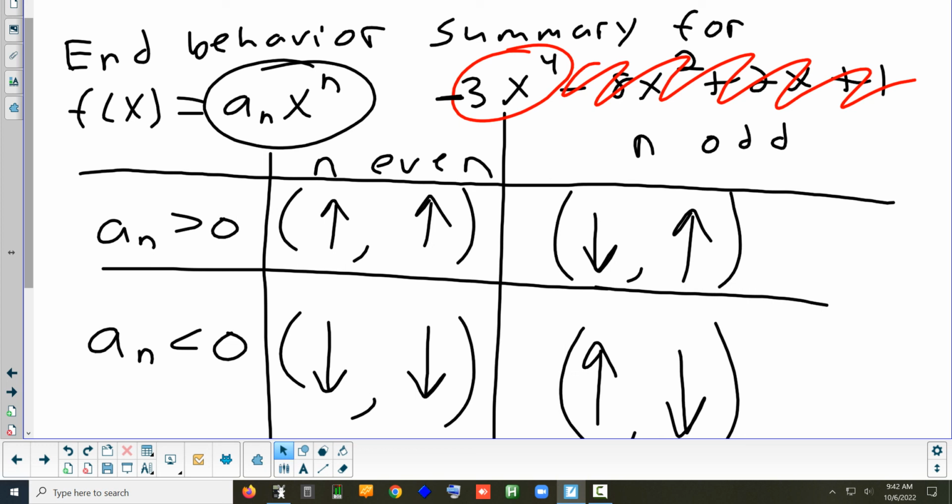The odd one can be a little tricky because you have one down and one up. So you have to remember which one is which. If you had something like 8x cubed, positive, odd. Odd, positive is going to look like this. That's a down up. If you have negative 8x cubed, that's going to be up, down.